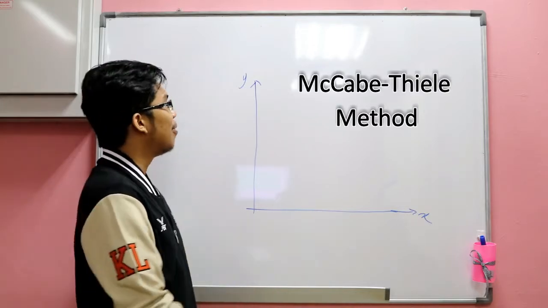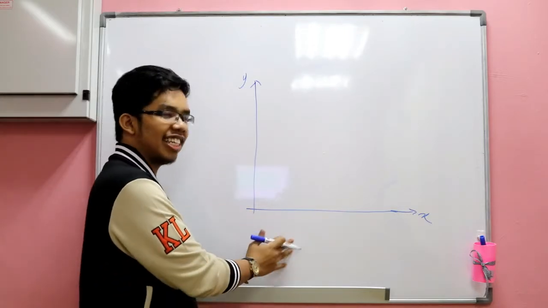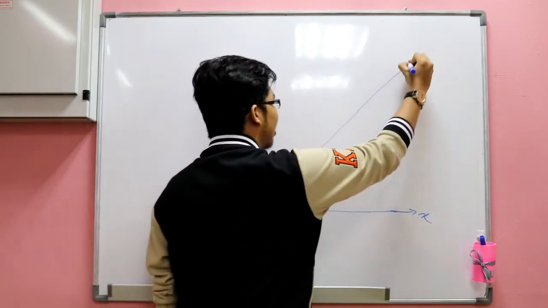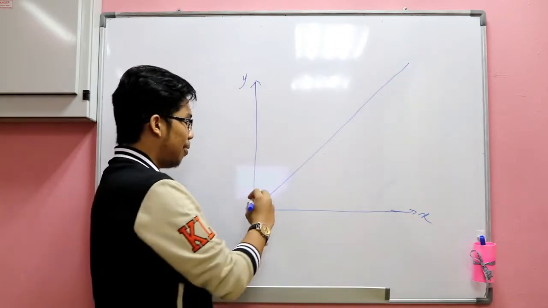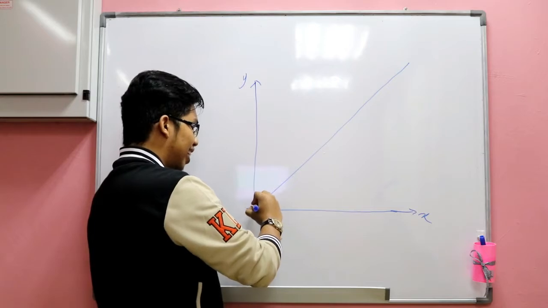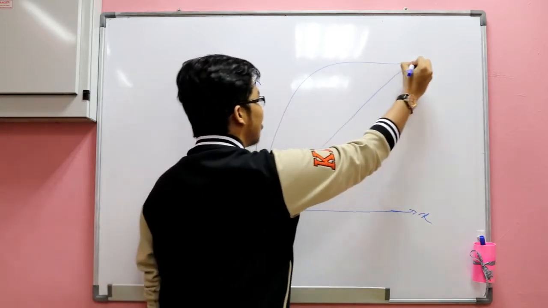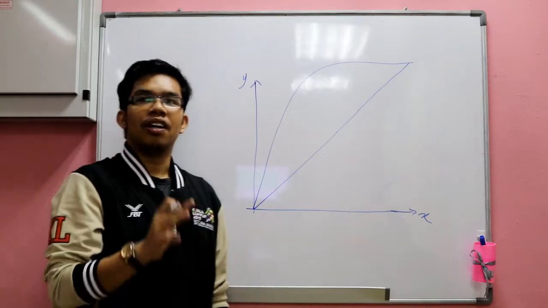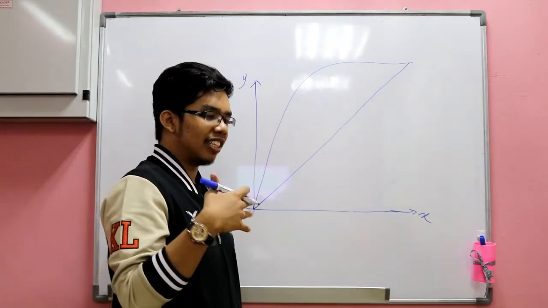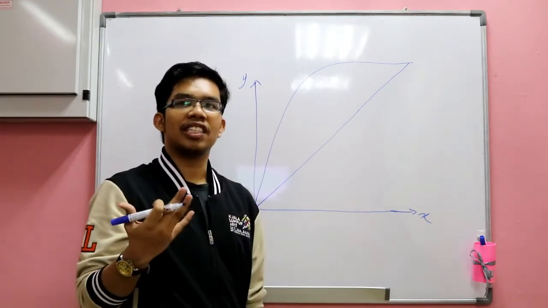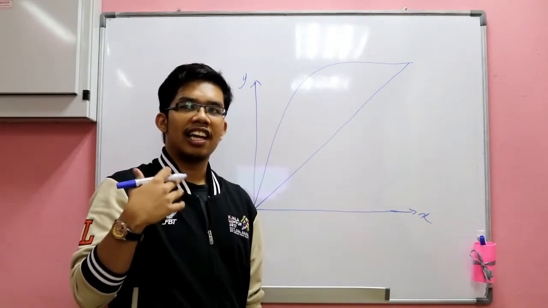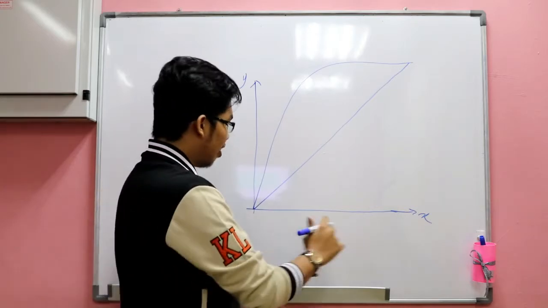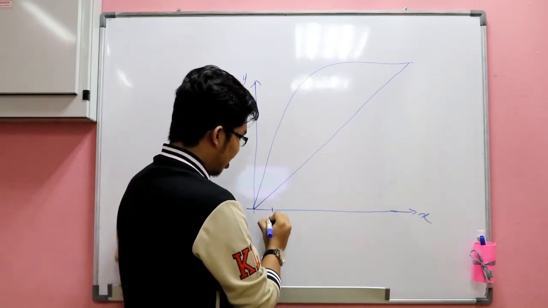Okay, firstly we have the y-axis and the x-axis, and then we will draw a 45-degree line, and then we will plot the equilibrium line that was given in the question. And then for the next step, we must refer to the question to find the x feed, x bottom, and x distillate, and then plot them on the x-axis.